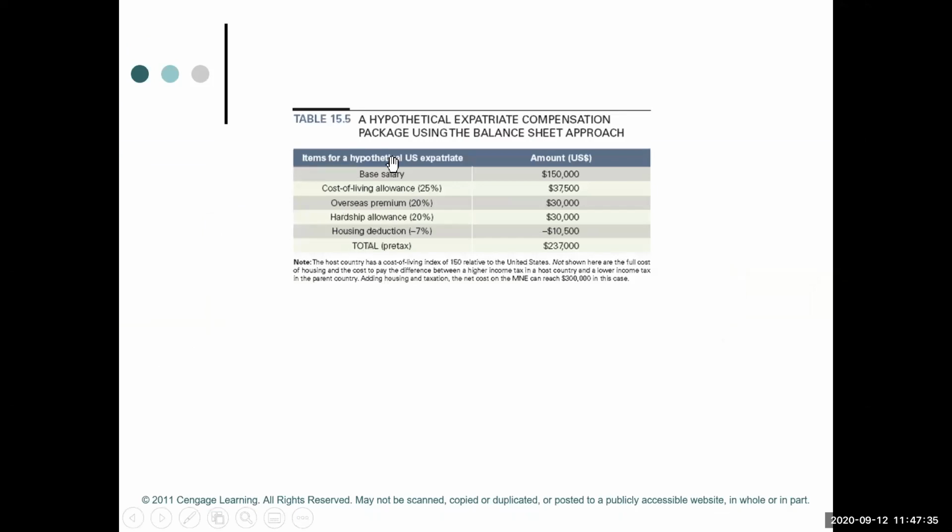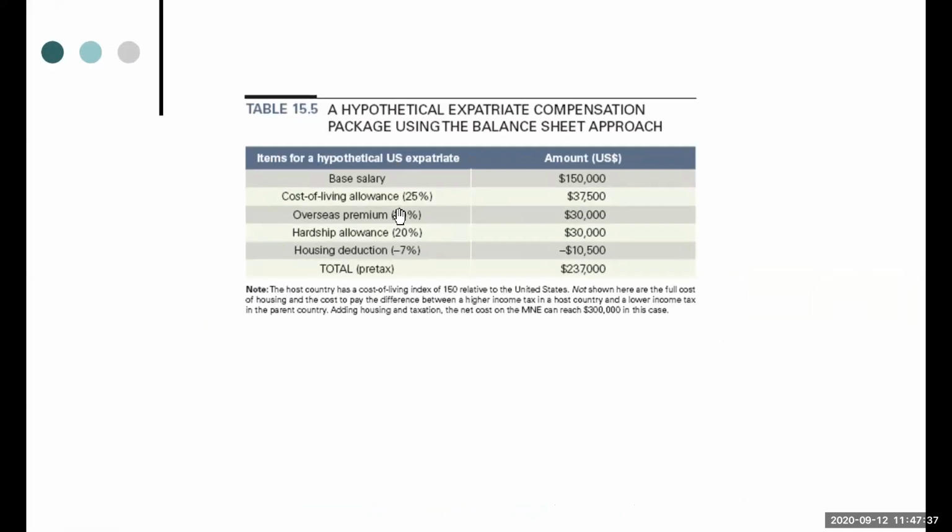So yeah, this is some hypothetical structure that they have created: base salary, cost of living, overseas premium is something which is added, hardship allowance is added, housing deduction happens because the expat is moving, so whatever HRA was being given is deducted, but these are added. So this becomes an enhanced compensation structure basis the balance sheet approach.